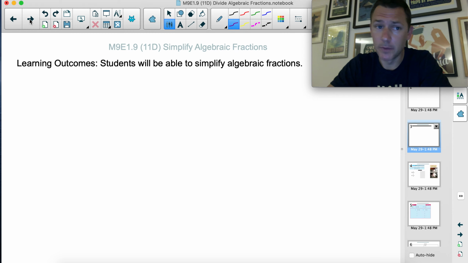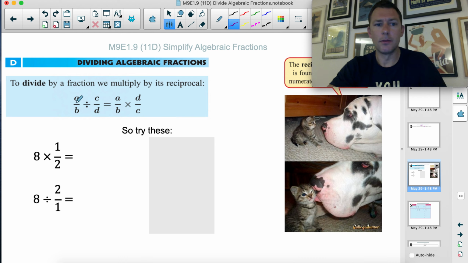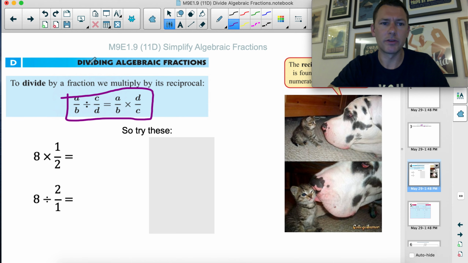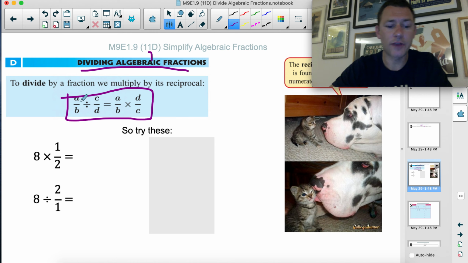That's too bad. Okay, at the end of this, I want you to be able to divide algebraic fractions. Take two fractions and divide them. So, this is the main principle behind this. You can put this in your notes. 11D is correct. We're going to use 11D to divide algebraic fractions.